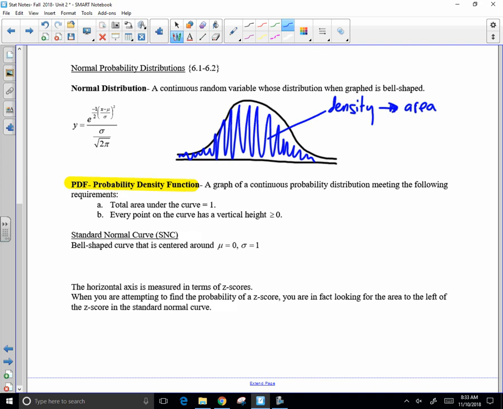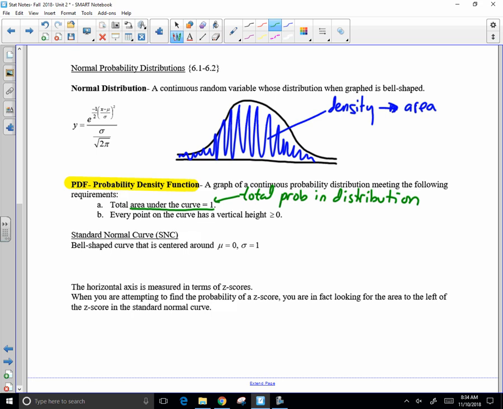The reason why this works with probability is because just by the nature of the model, the total area under the curve is equal to 1. Well, the total probability in a distribution is equal to 1.